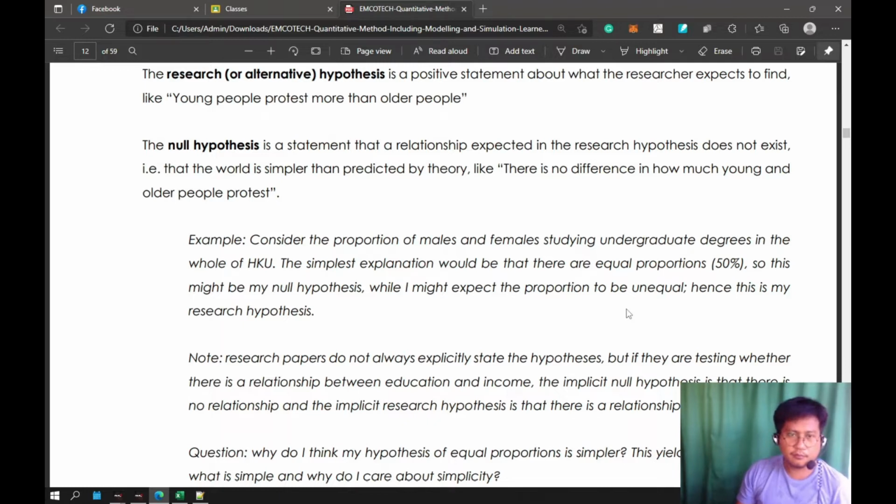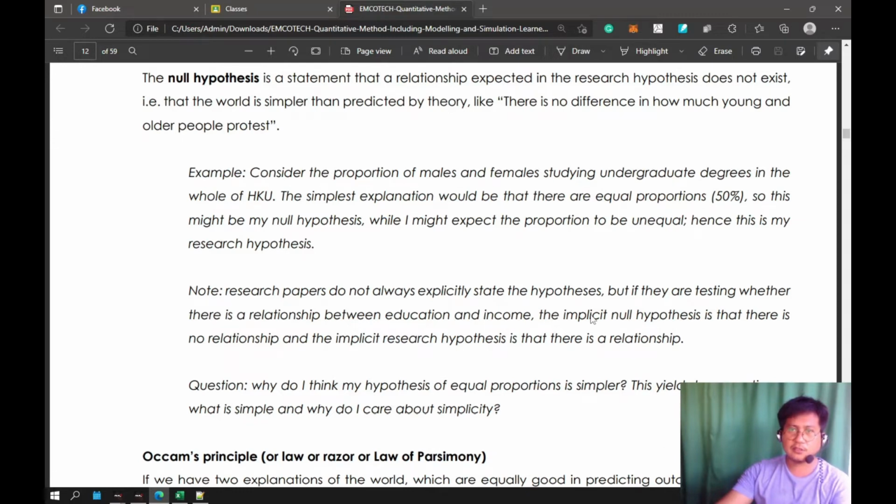Okay, so in the previous video, we talked about research, the basic things to consider, the basic pointers on how to develop, create, or write a research paper, a thesis, and how to build your manuscript, right? And then the last topic that we have is the null hypothesis. The null hypothesis is a statement that a relationship expected in the research hypothesis does not exist.